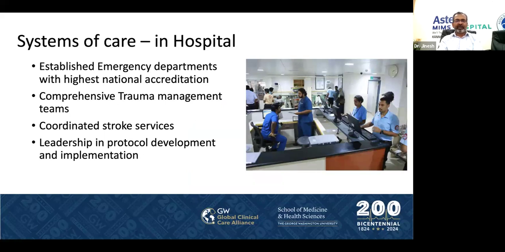Inside the hospital, the system of care, we have established recognized or accredited emergency departments. Almost all of our emergency departments are NABH accredited, with a comprehensive trauma management team, with stroke protocols and coordinated services, and we take a leadership role in the development of all the protocols that happen inside the hospital. So the emergency medicine department is one core group that builds up protocols for the hospitals to work on. Next slide, please.